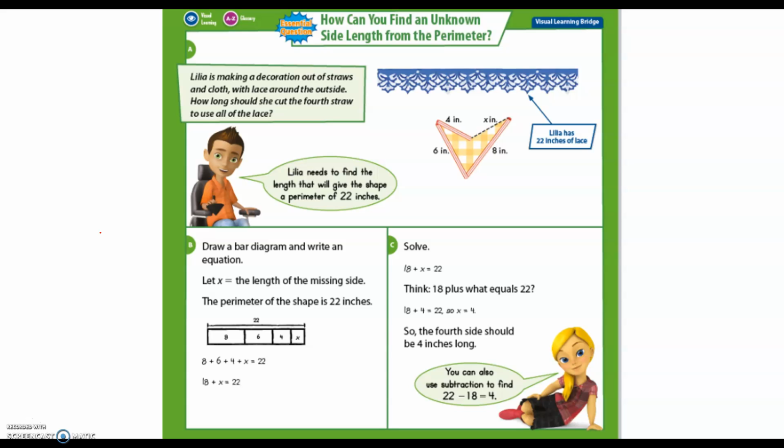So this problem says Lilia is making a decoration out of straws and cloth with lace around the outside. How long should she cut the fourth straw to use all of the lace? So first of all, what is this problem asking us to find? Okay. How long she should cut the straw, right?